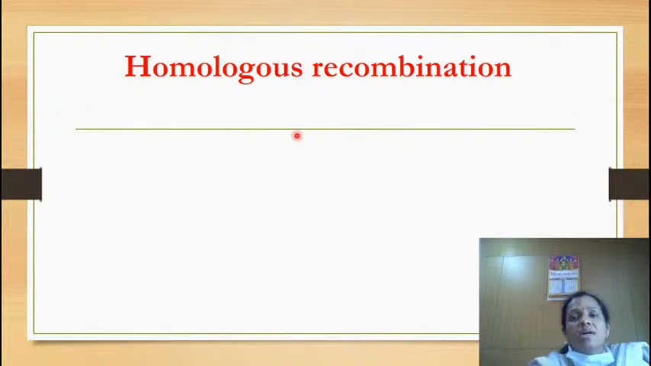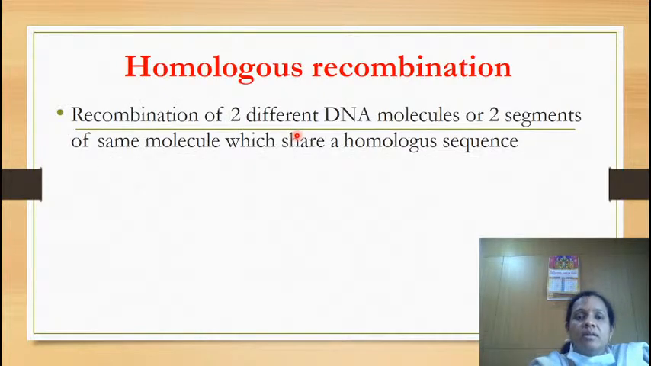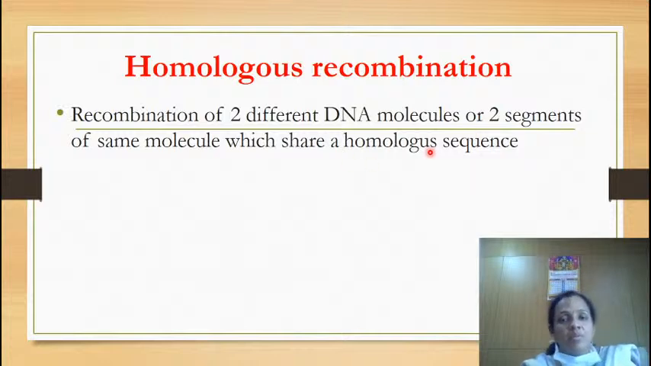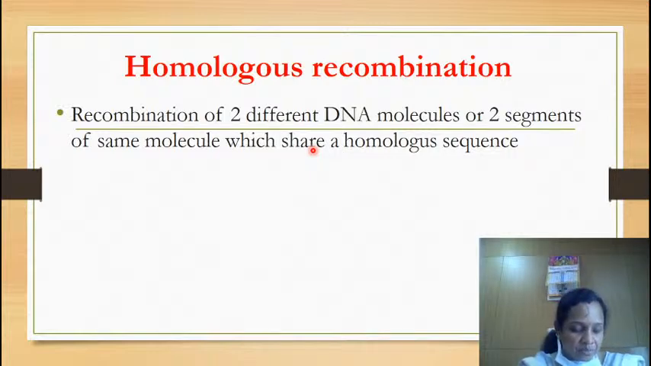What is homologous recombination? Recombination of two different DNA molecules or two segments of the same molecule which share a homologous sequence. So this is very important, because they have to share a homologous sequence. Then only you can say it is a recombinant. Then only you call it homologous recombination.